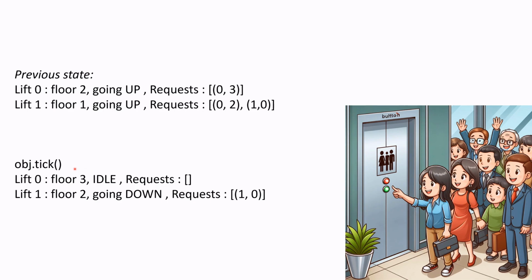So the tick method is called. Now lift 0 has reached floor 3. At floor 3, the only request it was serving, that person got out. So now there are no more requests, and lift 0 is at floor 3 and is in idle state now.